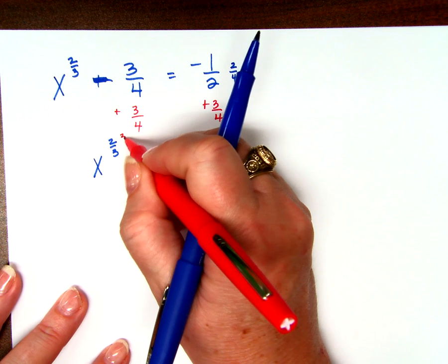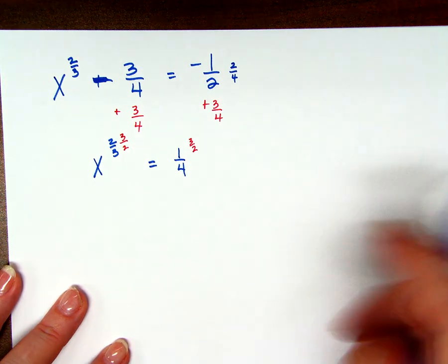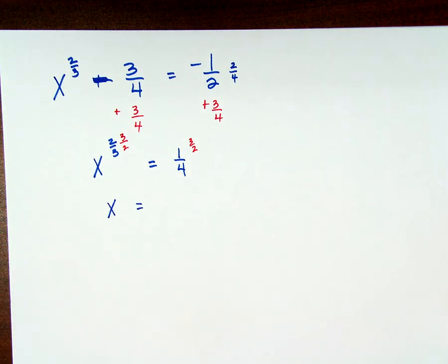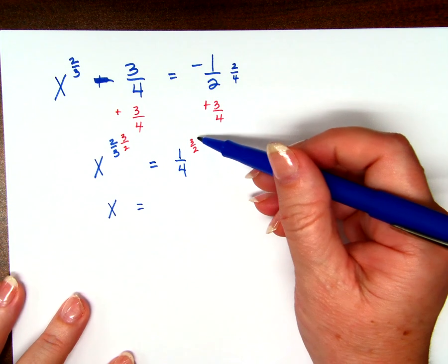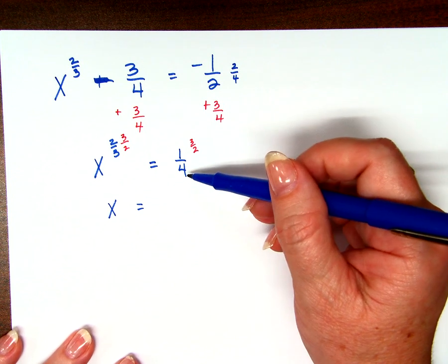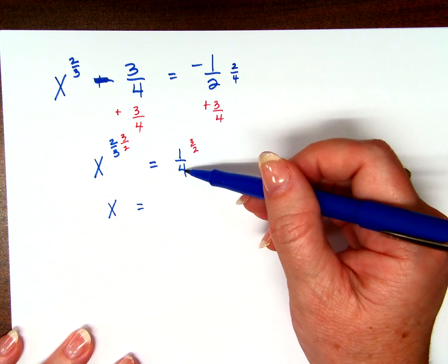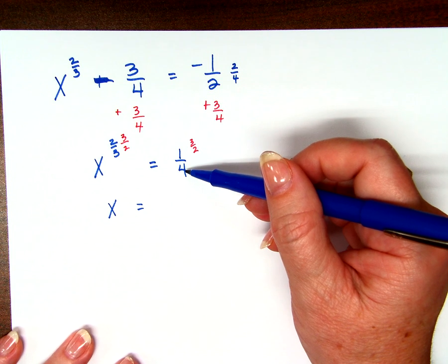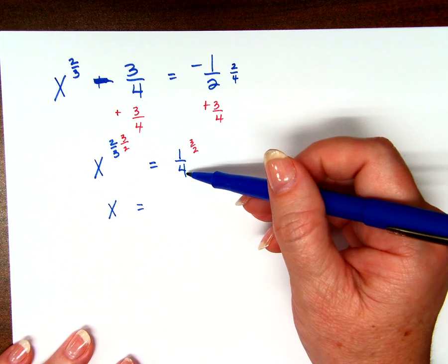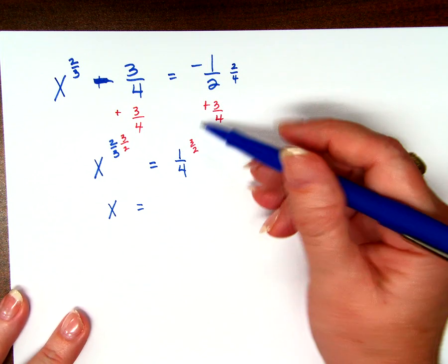So let's raise both sides to the 3/2 power. Top is the power, bottom is the root. We can do this one in our head. What's the square root of 1/4? What's square root of 1? What's square root of 4? So 1/2, right? What's 1/2 to the 3rd power?